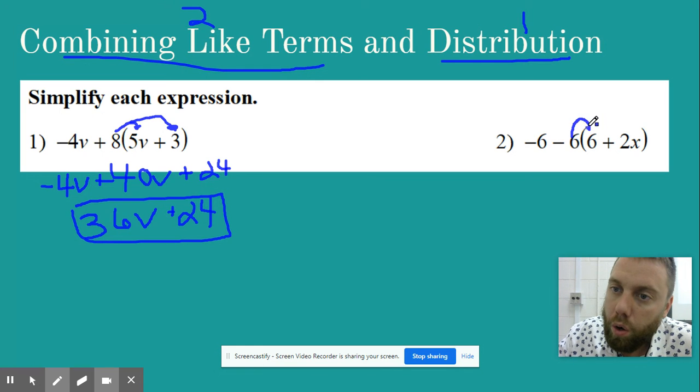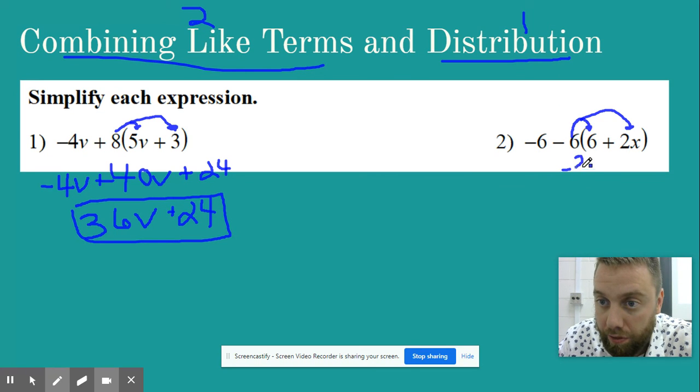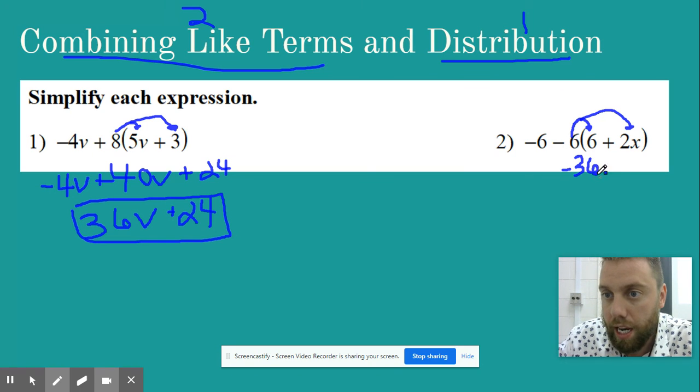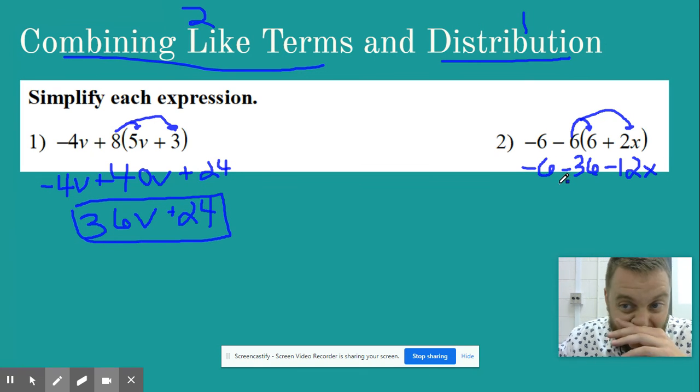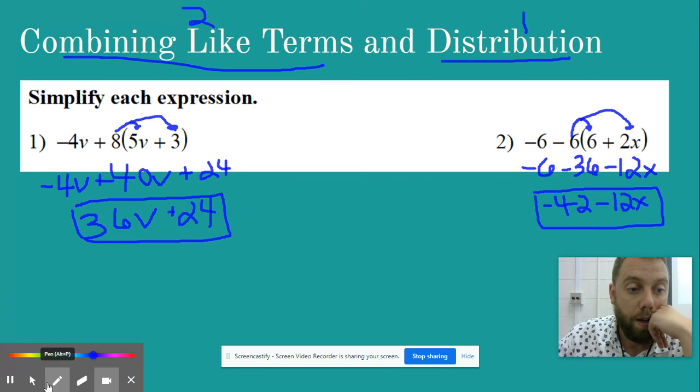Now doing the next one, we are going to multiply not by 6 here, but by negative 6 because we have this negative here. So negative 6 times 6 is negative 36. Negative times a positive is a negative. Negative 6 times 2x is negative 12x. And the minus 6 here just comes down. Nothing to do with that yet. Now we see two constants here that we need to add together. And can't get any simpler than that. That's it.